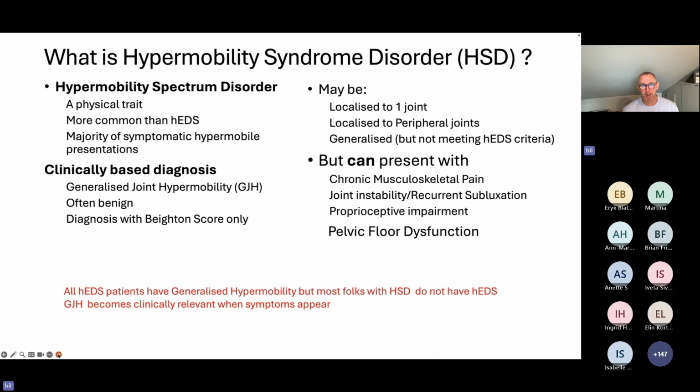It's diagnosed with the Beighton score only, and we'll talk a little bit about the Beighton score in a minute. It may be localized to one joint, it can be localized to the peripheral joints, or it can be generalized. But generalized HSD still sticks in that HSD arena because it doesn't meet hEDS criteria. I'll explain what I mean about that in a minute. But they can still present with chronic musculoskeletal pain, joint instability, and recurrent subluxations.